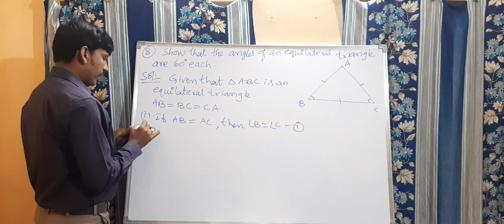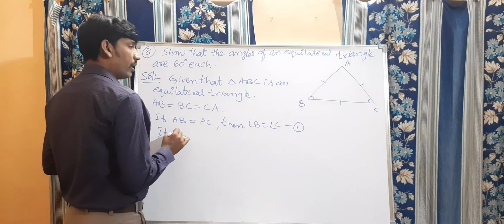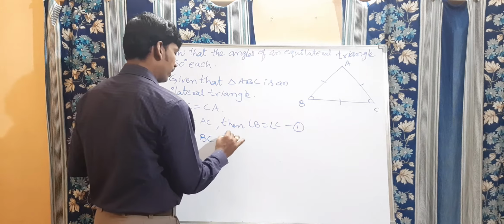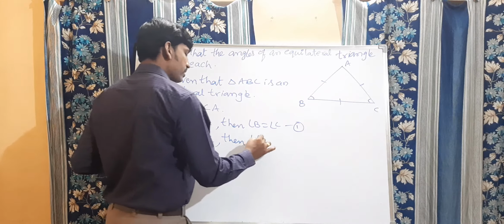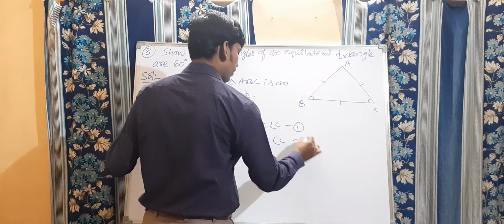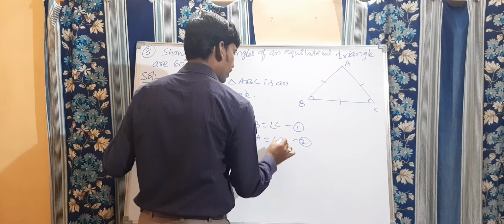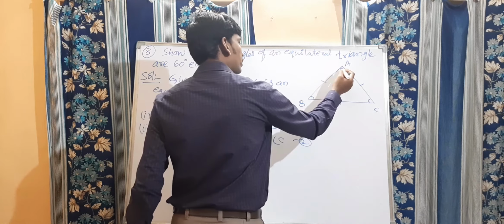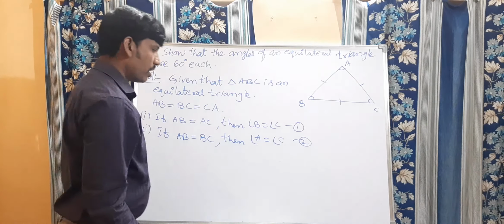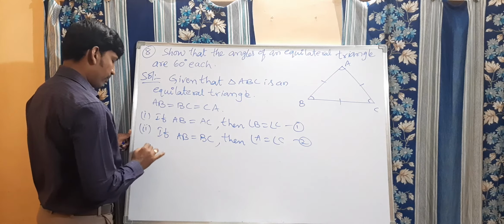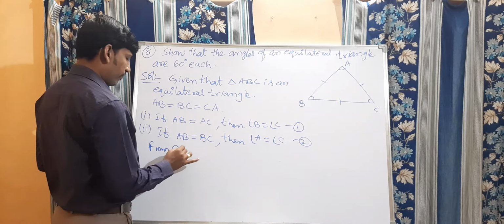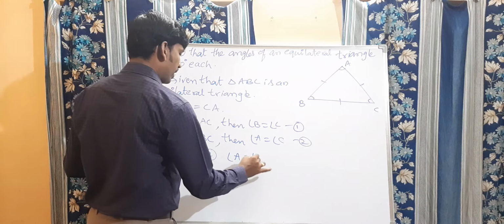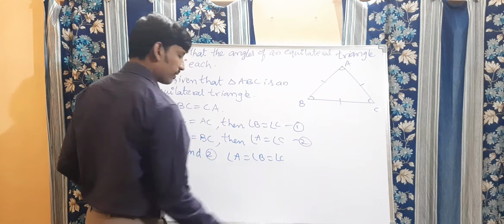Now the second one is, if AB is equal to BC, then angle A is equal to angle C. Equation number 2. If these two sides are equal, then these angles must be equal. Clear? So what did you observe from 1 and 2? From 1 and 2, we can say that angle A is equal to angle B is equal to angle C.